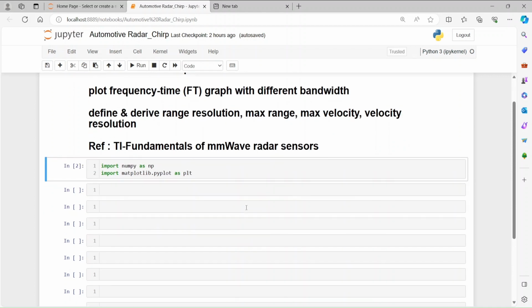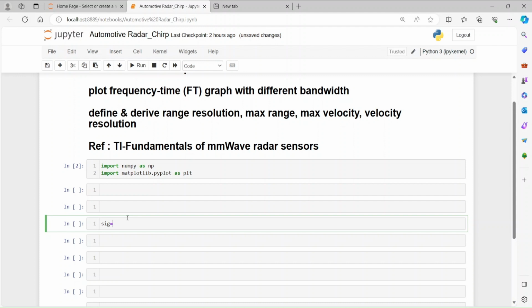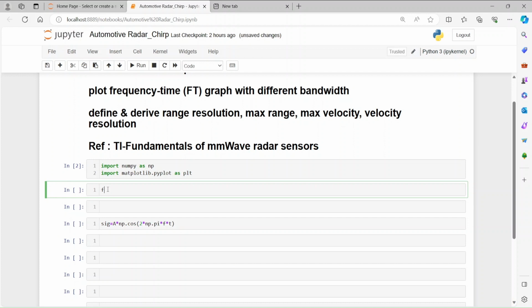Okay, so I have imported NumPy as np and Matplotlib as plt, and I will start by just drawing a sinusoidal wave. Let's say our signal is A, the amplitude, times np.cos of 2 times np.pi times f times t. This is the sinusoidal wave equation. I think all of us are familiar with it.